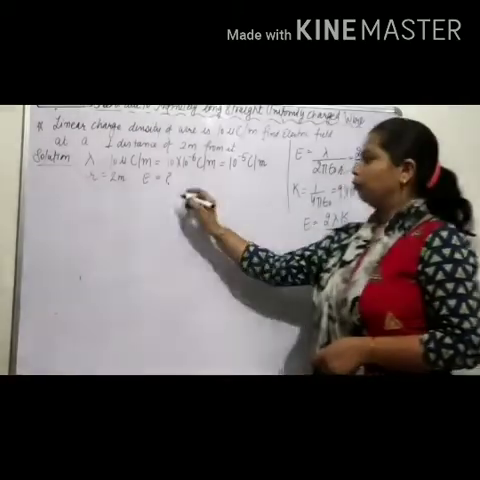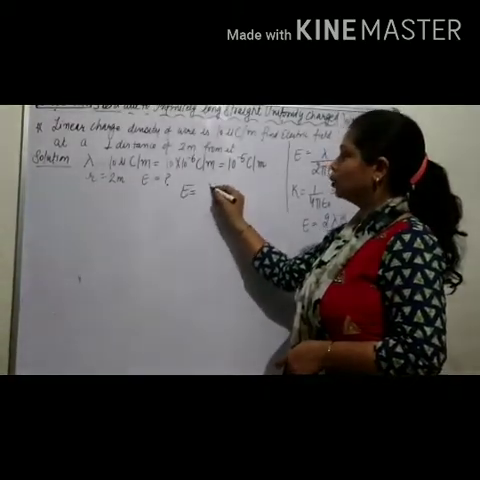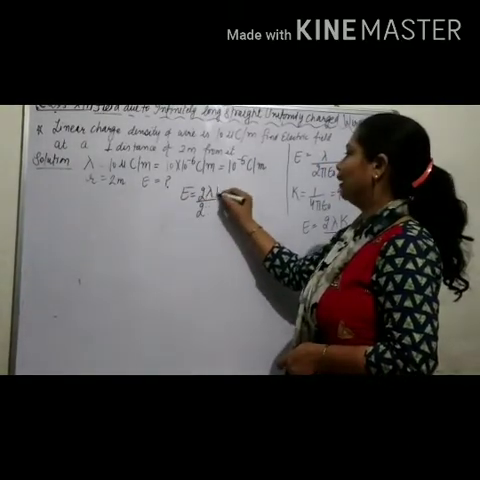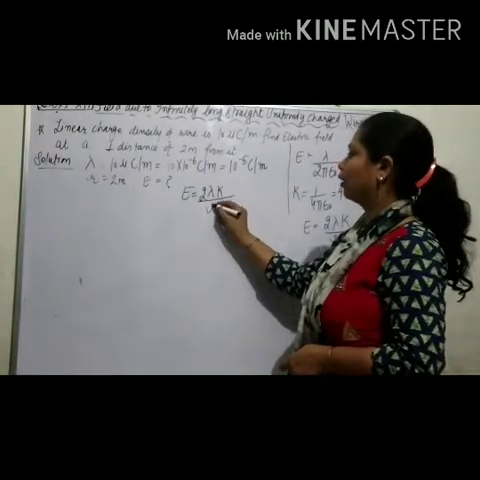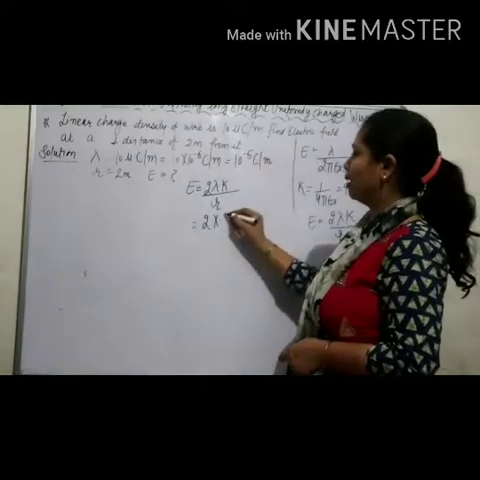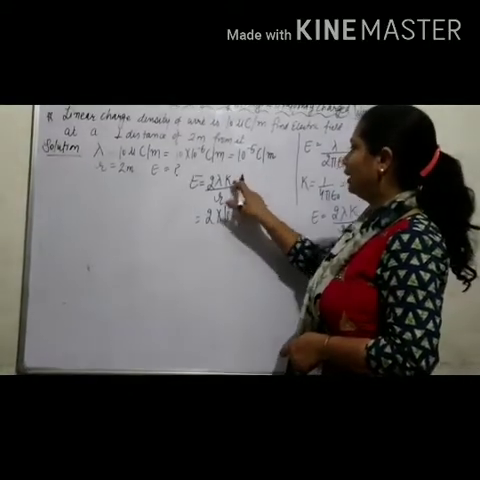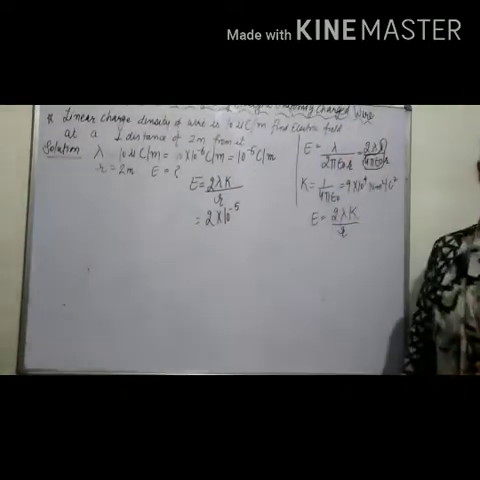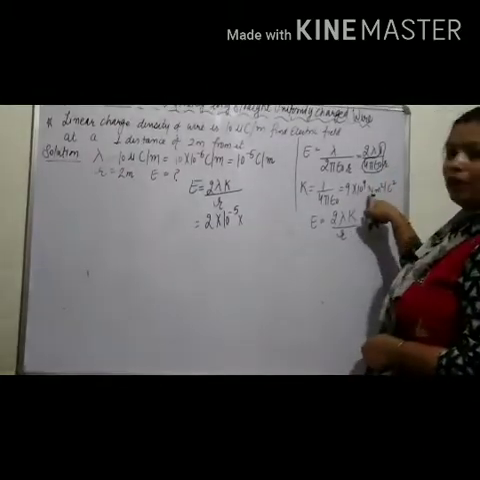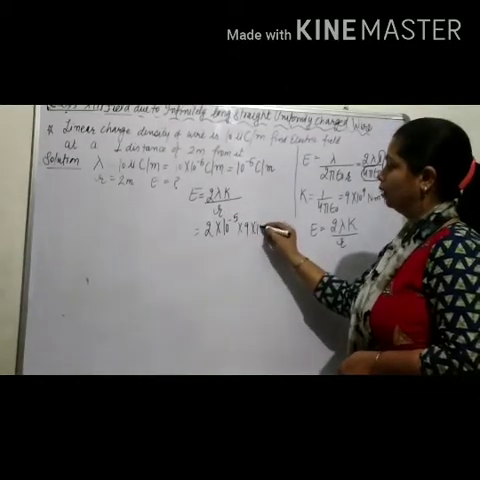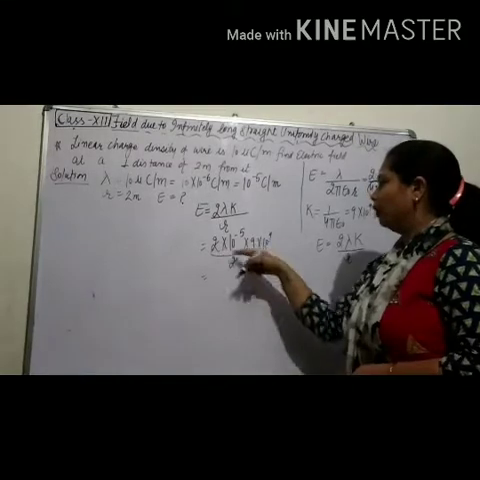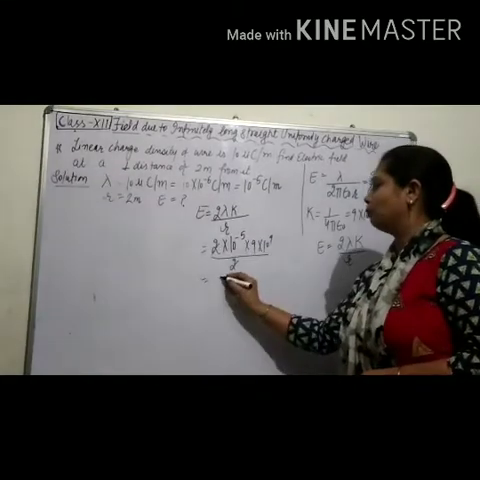Now to find out the electric field using the formula 2 lambda k upon r: 2 is constant, lambda is 10 raised to the power minus 5. What is k? K means electrostatic constant and its value is 9 into 10 raised to the power 9. What is the separation? That is 2. So what will be the conclusion? 9 into 10 raised to the power 4.